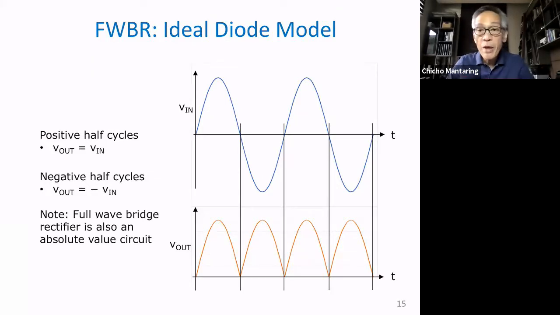Okay, the full wave bridge rectifier, we also call it an absolute value circuit. Take note that this is the absolute value of this. Ano yung absolute value? No? When the input is positive, the output is positive. When the input is negative, the output is the negative of the input, which will make it again positive. And that has some practical applications, not only in rectification.